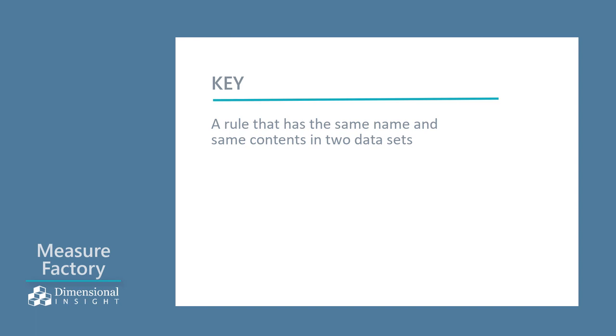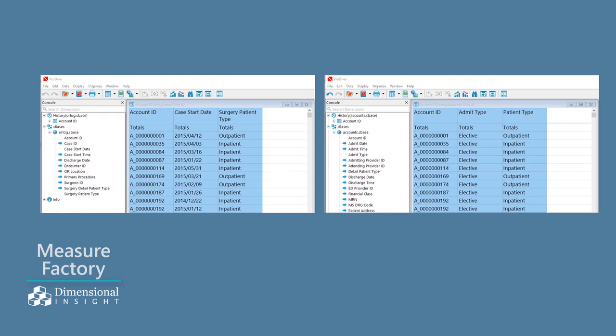The two datasets you're linking must share a key, a rule that has the same name and same contents in both datasets. In our example, both the OR log dataset and the accounts dataset contain a rule called account ID, so account ID is our key.